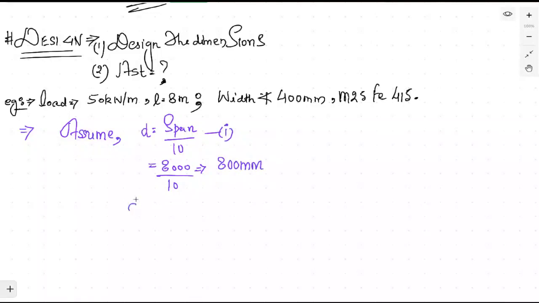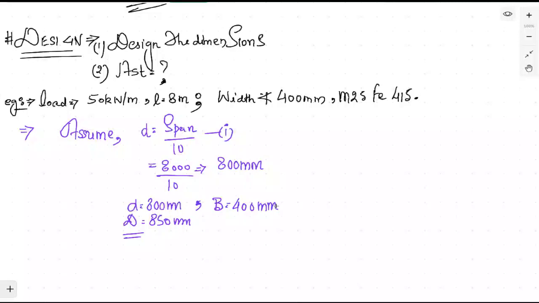If the effective depth is equal to 800 mm, then the total depth, let's say that the effective cover is 50 mm, is 850 mm. Fine, this will be the total depth. It means that if the total depth is this much, let's consider that we are considering the width to be equal to 400 mm. It means that we are designing a cross section which is having dimension of 400 by 850 mm total.